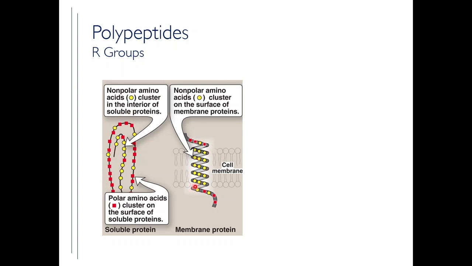But if it's embedded within a membrane, you can see that actually all these yellow non-polar amino acids are sort of on the outside because they can interact with the fatty acid tails.